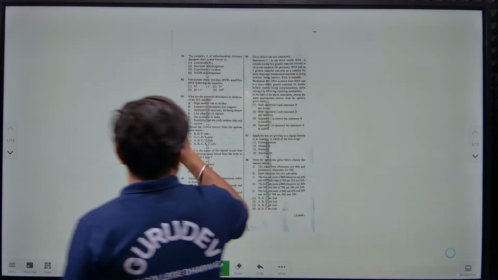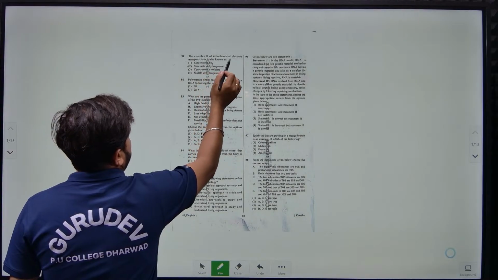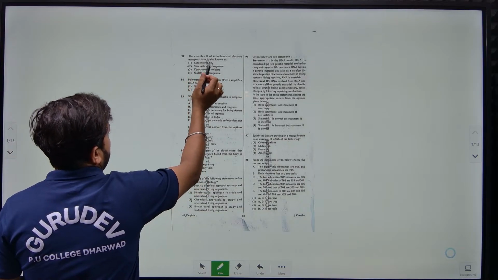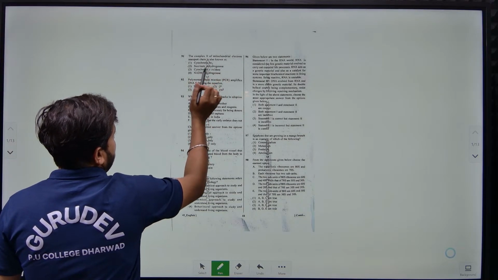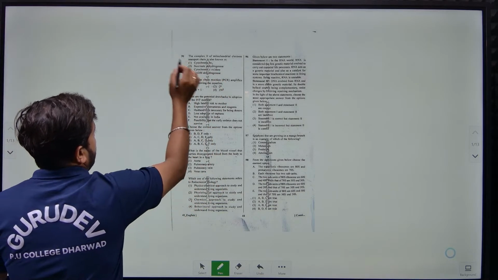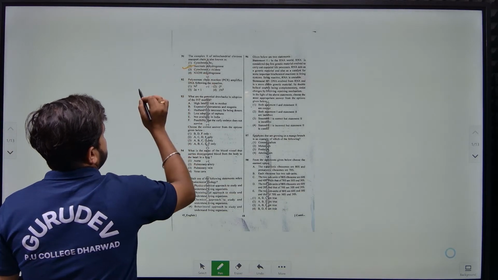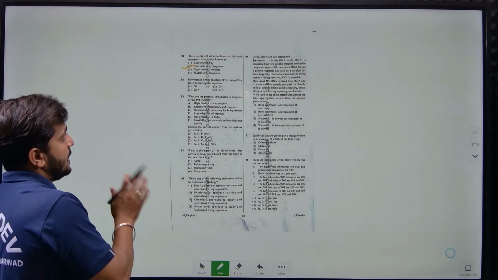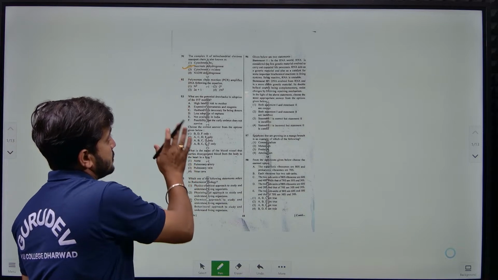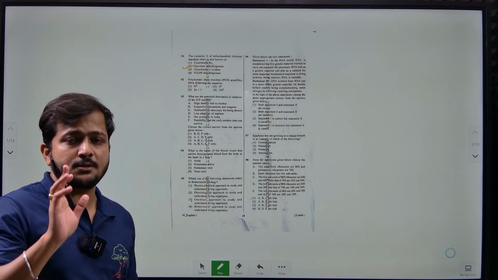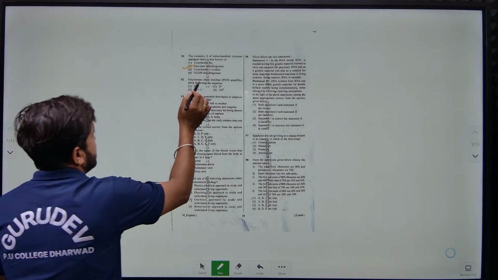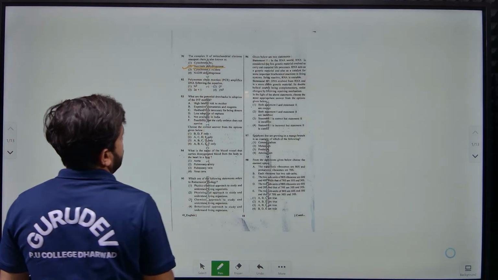So here the first question says, complex 2 of the mitochondrial electron transport chain is also known as cytochrome BC1, they are saying, succinate dehydrogenase, cytochrome C oxidase and NADH dehydrogenase. So according to this question, the correct answer is 2, that is succinate dehydrogenase. Already you know that the mitochondrial electron transport chain majorly occurs in the inner mitochondrial membrane, right?